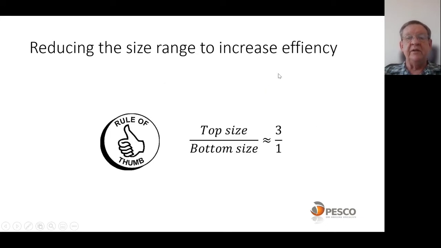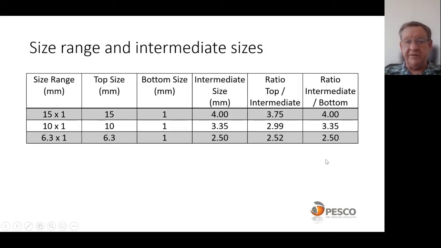How do we overcome that? Because we need to reduce the size range to increase the efficiency. There's a rule of thumb that your top size to your bottom size ratio should be about 3:1. So if we look at typical size ranges and intermediate sizes, if you're treating 50:1 millimeter, top size 50 millimeters, bottom size 1 millimeter, and we choose an intermediate size of 4 millimeters, then the ratio between the top and the intermediate size is 3.75, and the ratio between the intermediate and the bottom is 4. So although we're not achieving that 3:1, we are balancing the ratios between the coarse and the fine.